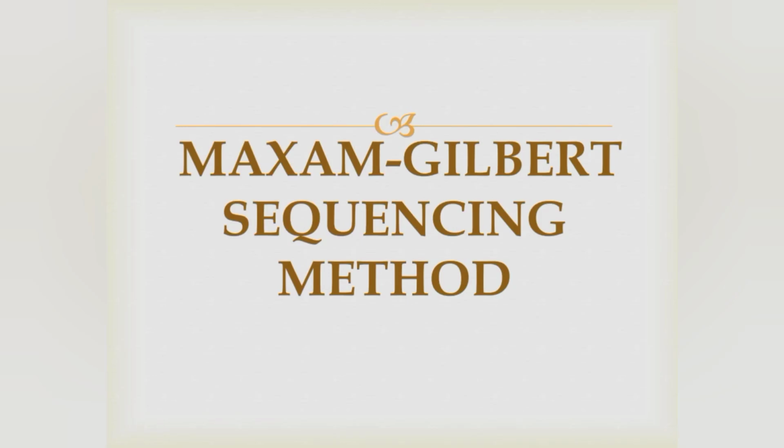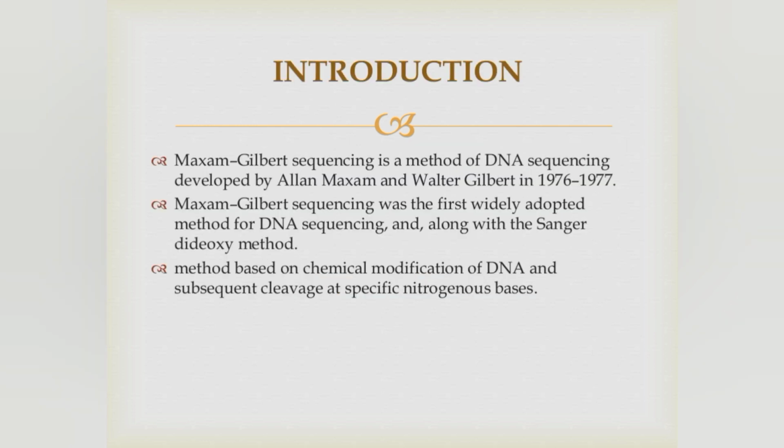Next, I'm going to discuss the Maxam-Gilbert sequencing method. The Maxam-Gilbert method is a method of DNA sequencing. It was developed by Allan Maxam and Walter Gilbert in 1976 to 1977. Maxam-Gilbert sequencing was the first widely adopted method for DNA sequencing, along with the Sanger dideoxy method.